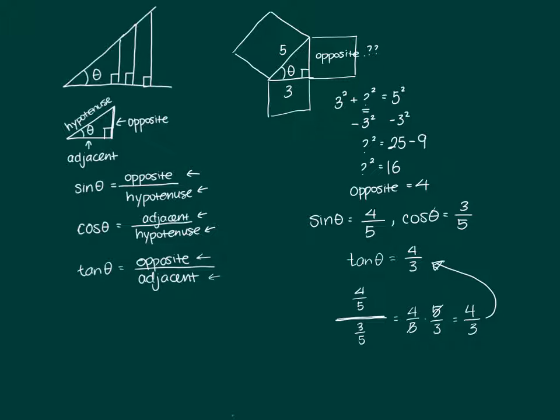Although for this example it was easier for us to find tangent theta as opposite over adjacent, there will be some situations where doing sine theta over cosine theta will be the easier route. So just to have that in our tool bag for us to use later, and to know why that is true from the start.